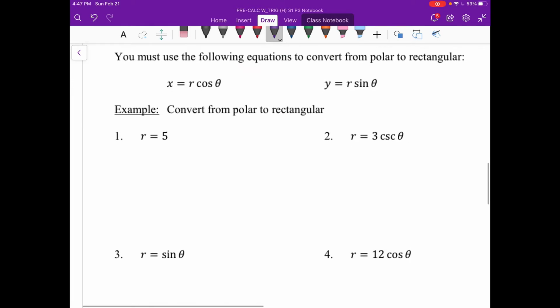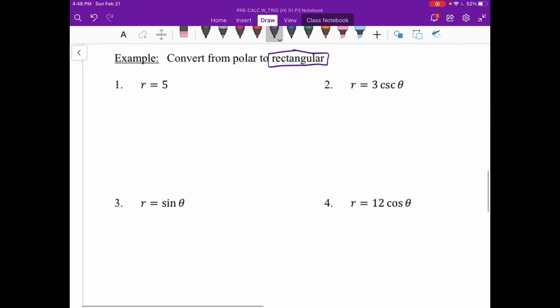Now we're going to go the other way. So we have to make sure we're using these equations to convert from polar to rectangular. Anytime I see x, I would replace it with r cosine theta. Same thing with y, r sine theta. I need to make sure that my final answer, because I'm going to make them rectangular, only has x's and y's. So you may need to manipulate the way the equation looks to make this happen.